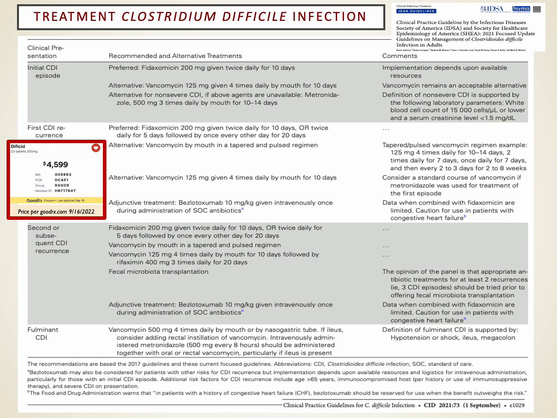Fidaxomicin, while it's probably the most effective, the issue with fidaxomicin is that it's very expensive. As you can see here, as of September 2022, using a discounted platform, GoodRx, a typical 10-day course will cost about $4,600. And that's quite expensive. So I think in practice, you'll still see clinicians primarily start with oral vancomycin, which is much, much less expensive, and then consider fidaxomicin more likely for recurrent infections and/or cases refractory to oral vancomycin.